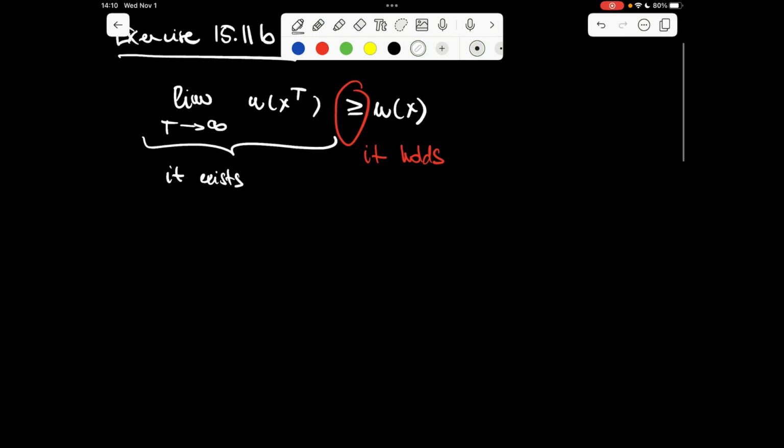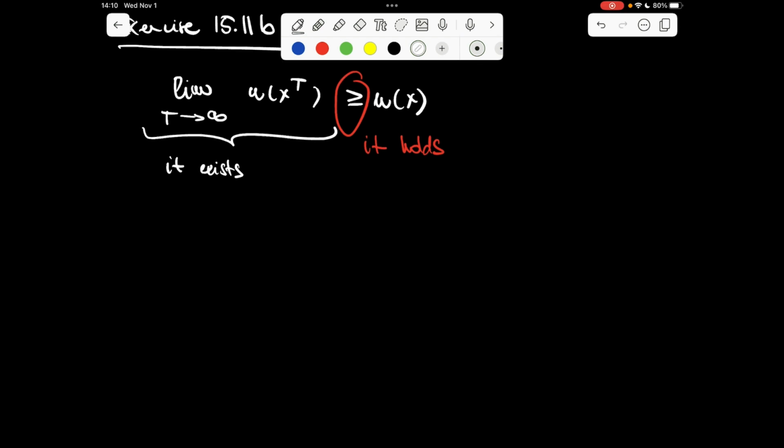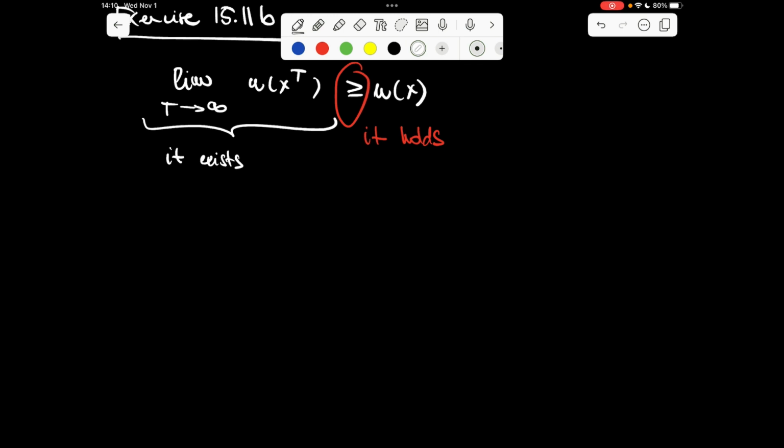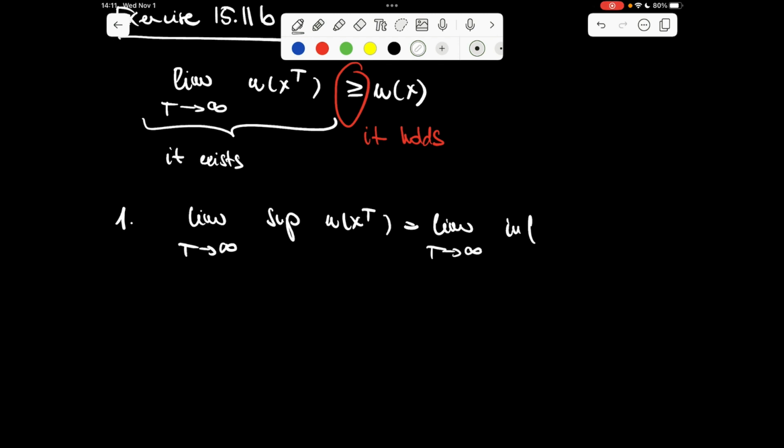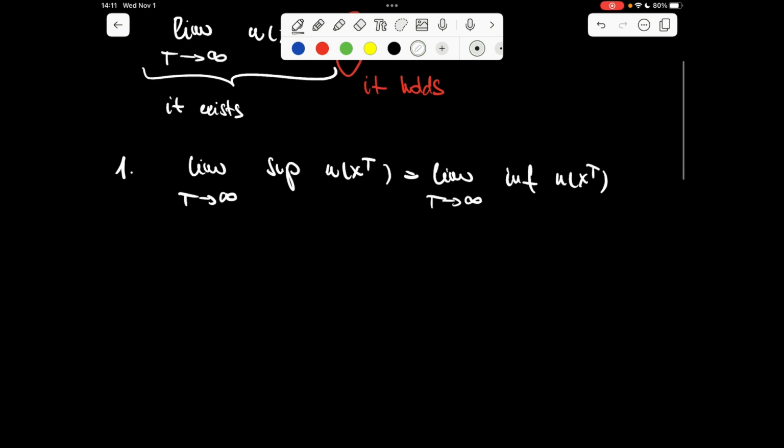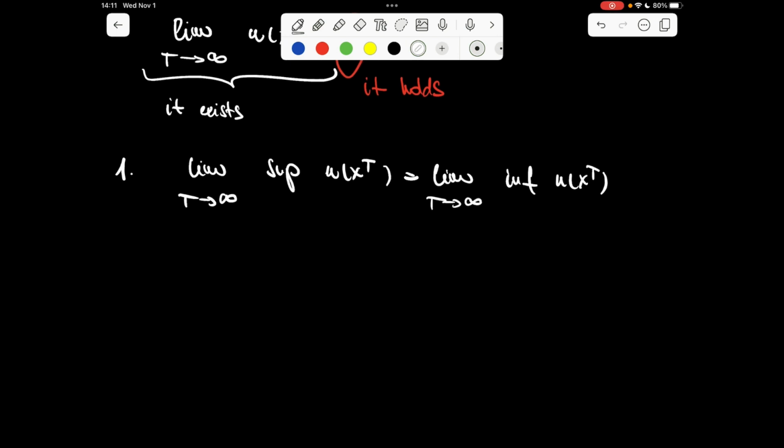First, let's try to show that these two claims are true. Then we will have some conclusions on the basis of this exercise. The limit exists if this equality between the lim sup and the lim inf holds. Towards the contradiction, let's assume that there is no equality.